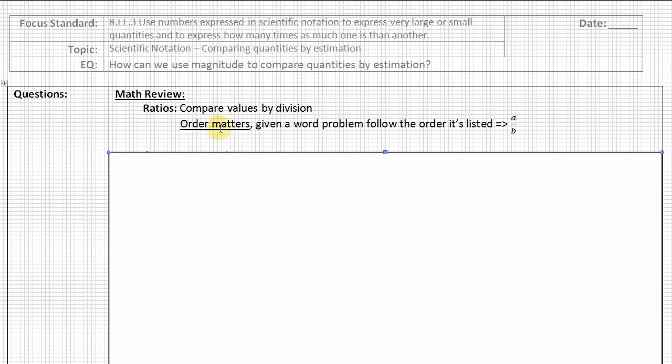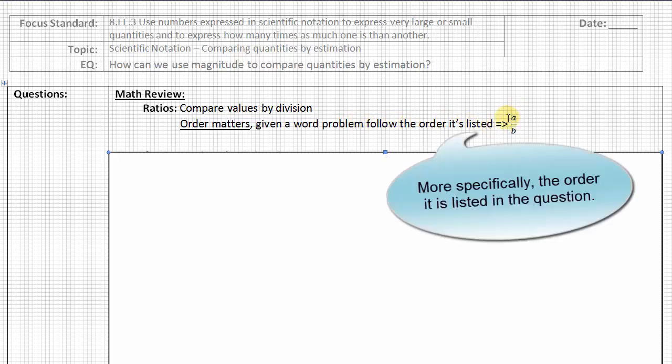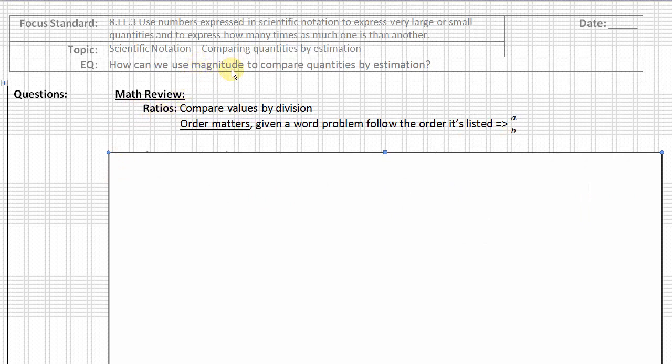And order matters. When you're given a word problem, the way that you set up your ratio is based on the order that it's listed in the problem. Whatever's listed first is A in the numerator, and whatever is listed second goes as B in the denominator. So we're going to be setting up ratios using magnitude to compare quantities.